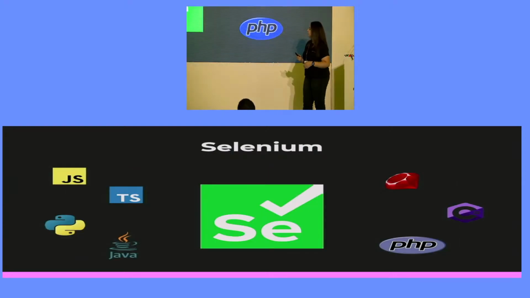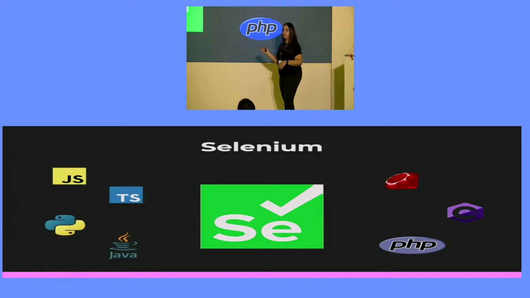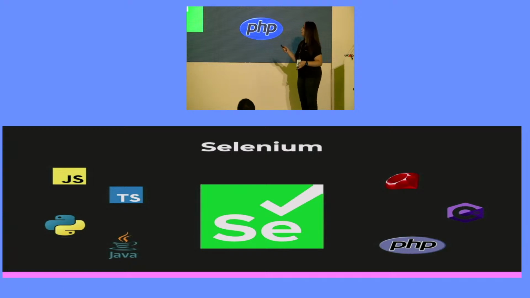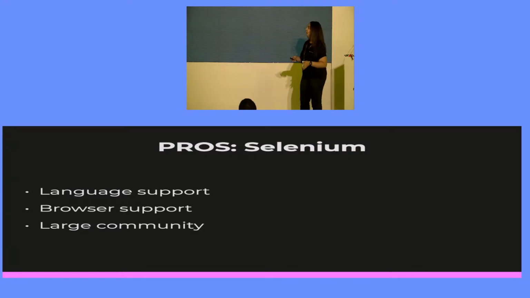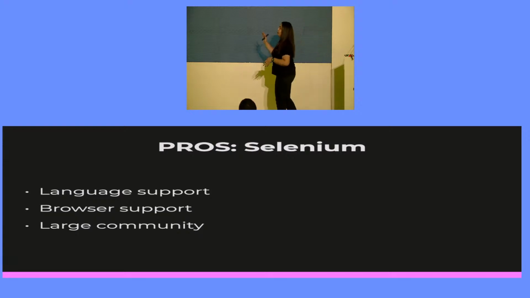Selenium has great support for programming languages. It's really cool because you have support for any language that you want for end-to-end testing, but also other kinds of testing, but we are concentrating on end-to-end testing in this case. It also has browser support, so you can use it on Chromium, but also on Firefox and WebKit. So, big things about Selenium.